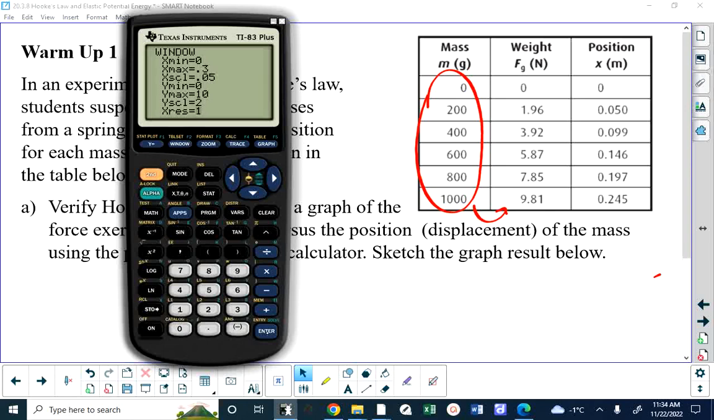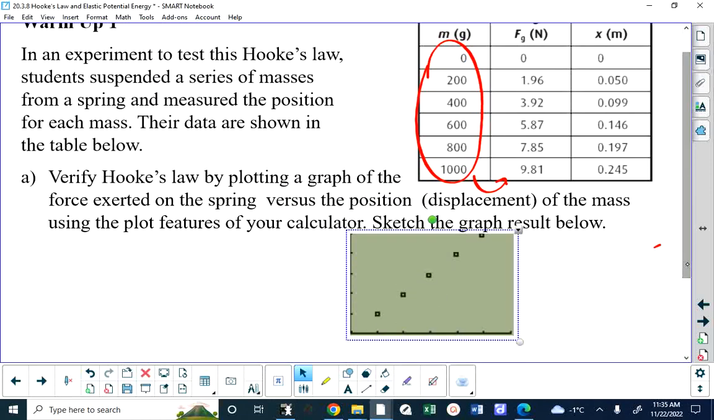I've entered my data. I've turned on my stat plot. I've set up my window settings, so I should see the data. I can't see the 0, 0, by the way, because it's right at the origin. Have we verified Hooke's law with this data? Yes, because Hooke's law says it's a straight line. So, what do we get? Well, you can sketch it if you want. I'm not going to waste my time doing it. You can repeat that sketch that we put at the top and put it down in the space there.